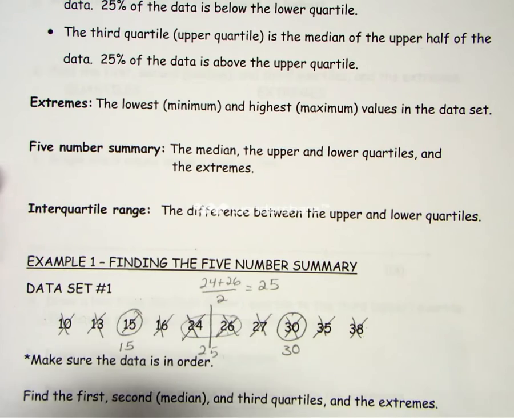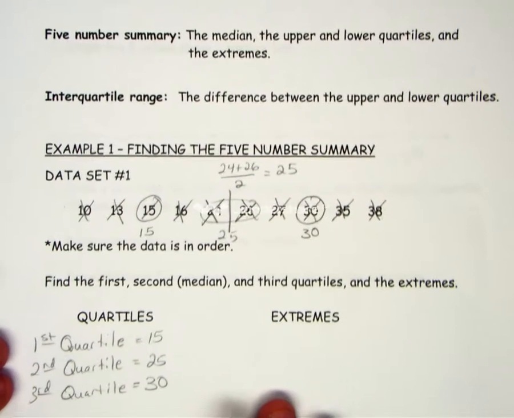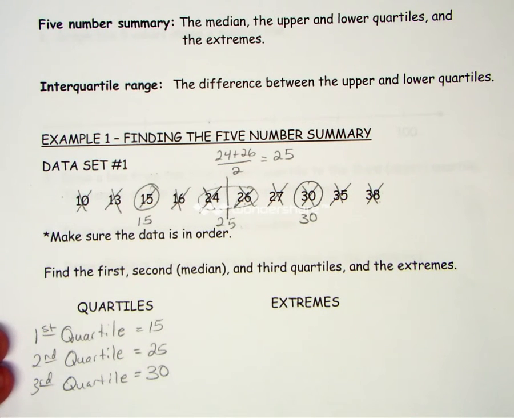All right. So now we're going to list our quartiles. Going from lowest to highest, our first quartile is 15. Our second quartile is 25. Our third quartile is 30. I'm going to stop the notes there so that you can review it and look through it some more. You'll notice that I listed the quartiles as such, okay? And then we're going to talk about the extremes.